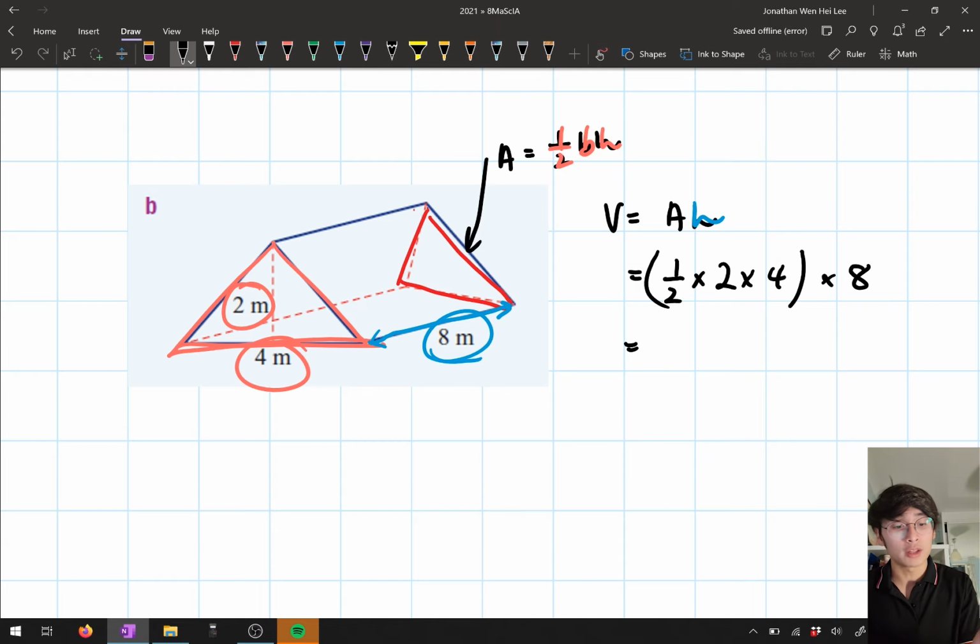Half times 2 gives me 1. 1 times 4 is 4. 4 times 8 gives me 32. So this is 32 meters cubed. So for this particular example, we actually need to find the area of my triangles first before I calculate the volume. Here I found the area of my triangle by using that formula, half BH. Then we had to multiply it by the height, the distance between those two end shapes.